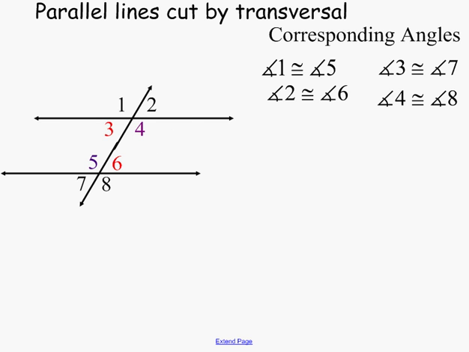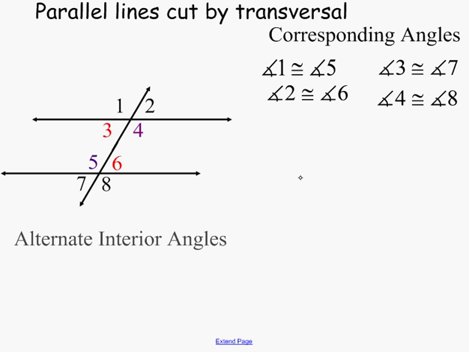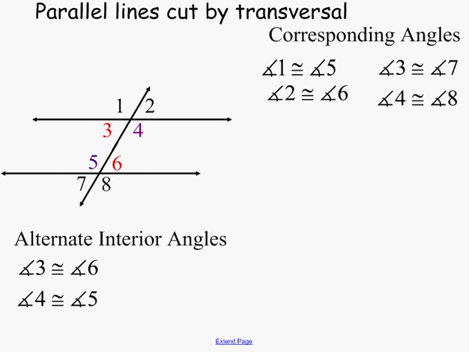Now, alternate interior angles. I'm going to identify them for you, and see if you can come up with a definition of your own. Angles 3 and 6 are alternate interior, and angles 5 and 4 are also alternate interior. That's it. You only have two pairs of alternate interior angles. They are on different sides of the transversal. You can see angle 3 is on the left side of the transversal and angle 6 is on the right side. So they're on different sides of the transversal, but both inside the parallel lines. That's one way to define them.